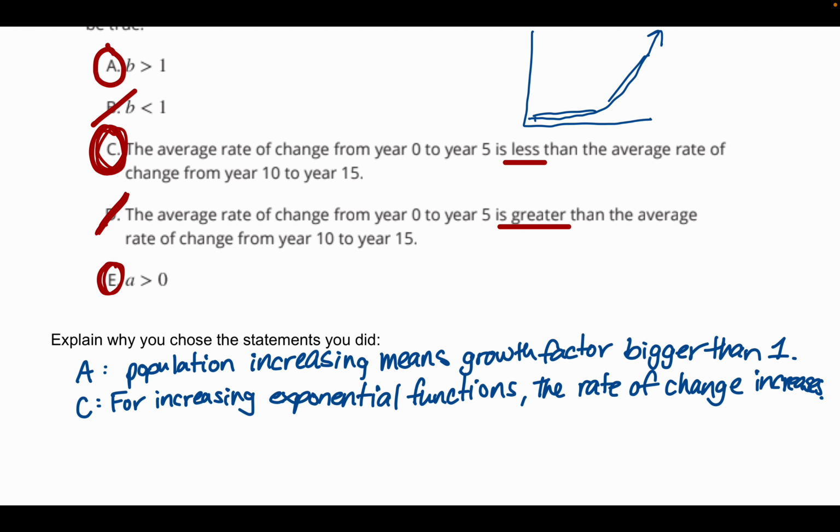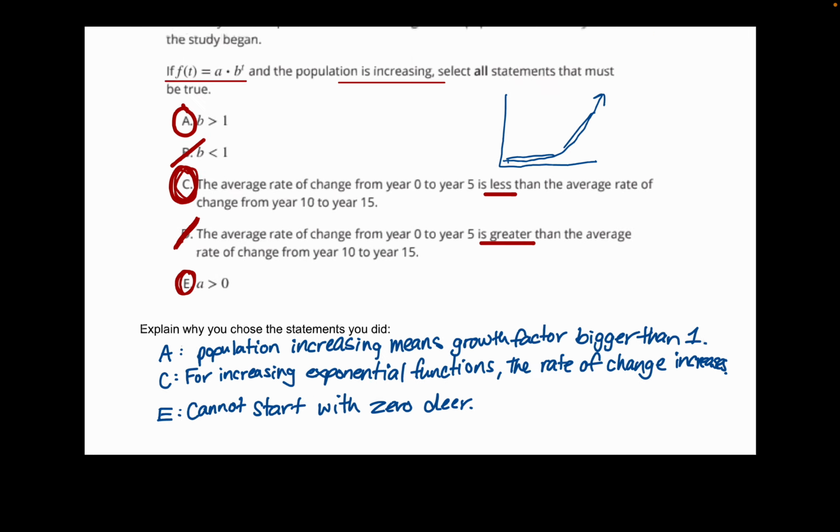Okay, and then for E, we'll say cannot start with 0 deer. Okay, so we can't start with 0 deer, and population increasing means growth factor bigger than 1, and as exponential functions increase, the rate of change is also going to increase. That is going to be it for our first page. We're going to flip our page here and work on questions 3, 4, and 5.